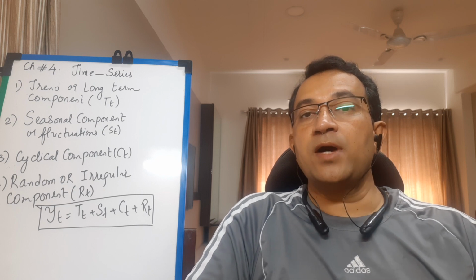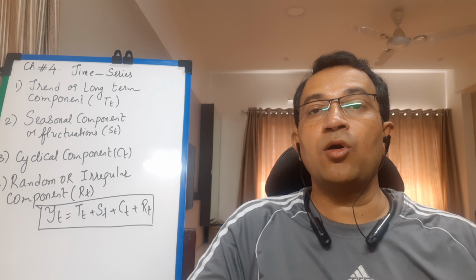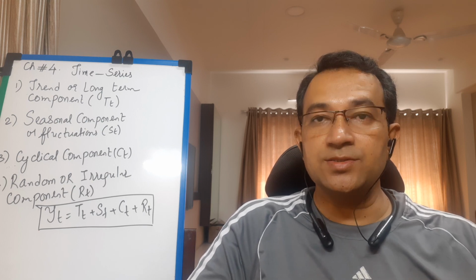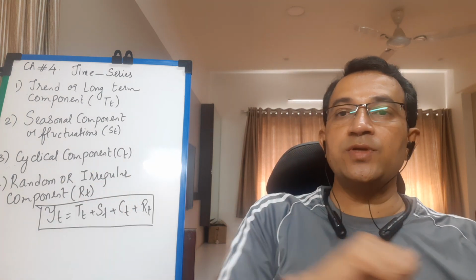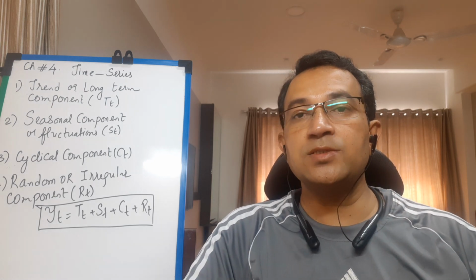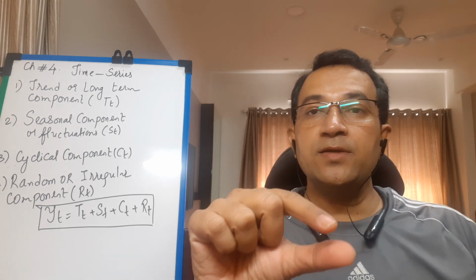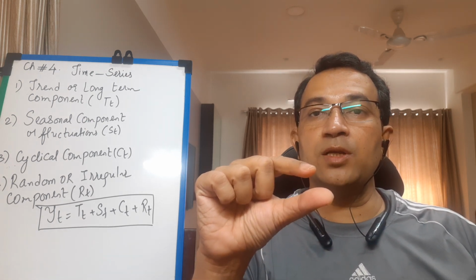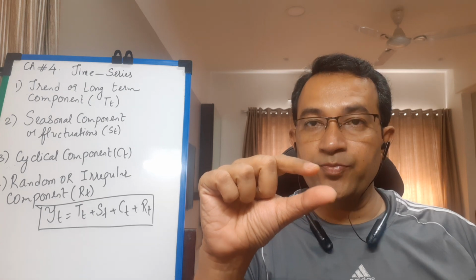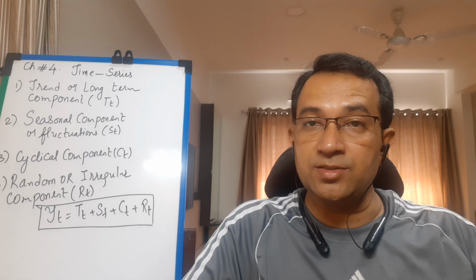Now a few students have asked me the doubt: what is the additive model of time series? Students, this equation which I have boxed, yt is equal to Tt plus St plus Ct plus Rt. On the left hand side we have written the value of the variable quantity, which is yt. On the right hand side, students, we have written all four components of time series.